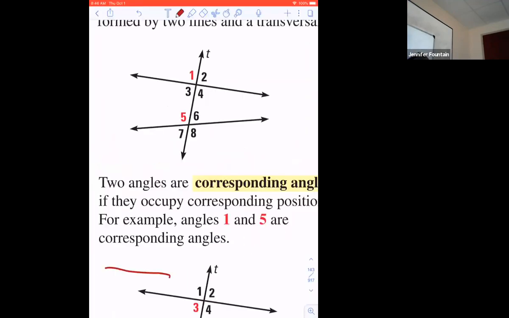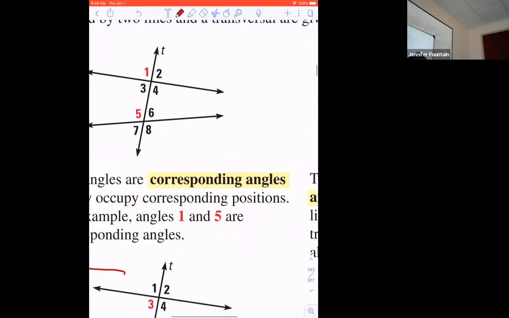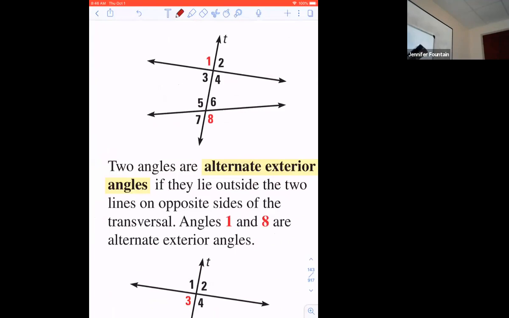Then we went over, the next one is alternate exterior angles. Remember when we talked about the word alternate tells me that one's going to be on one side of my line, the other will be on the other side of my line. So that's what alternate tells me. Exterior tells me that they are outside of the lines being crossed across. Okay, so alternate, one's going to be on one side, the other's going to be on the other side, and they're going to be outside of the lines that are being crossed.